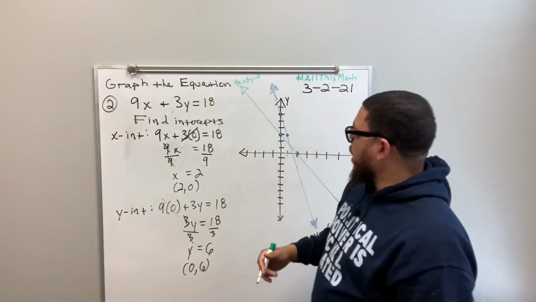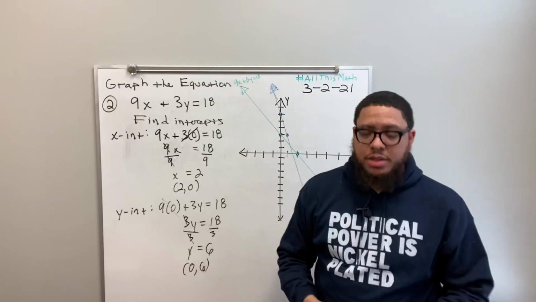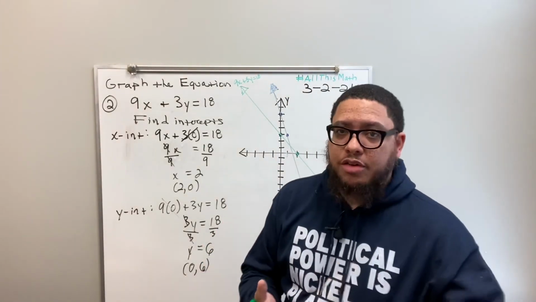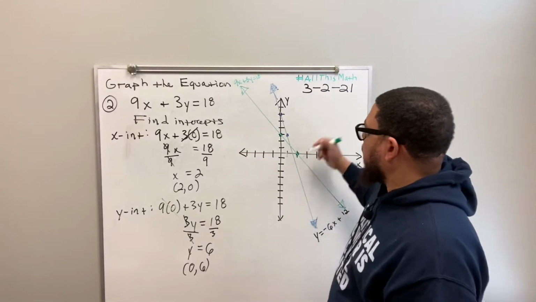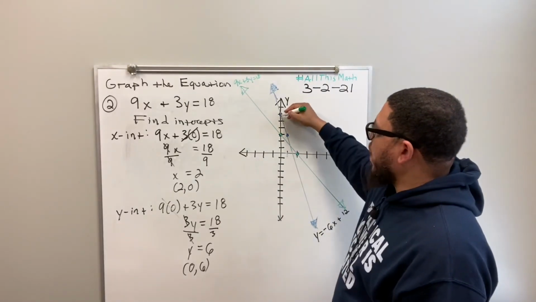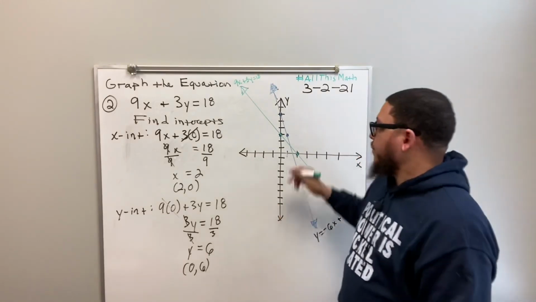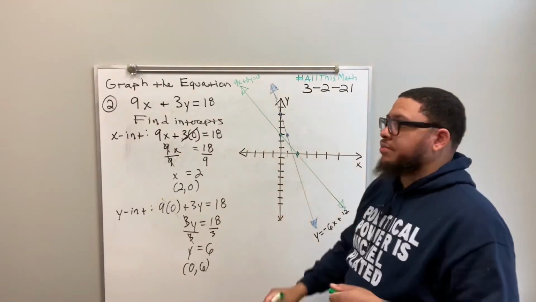When we have an equation that's in slope-intercept form, identify the slope, identify the y-intercept, right? Identify the y-intercept, plot the y-intercept on the graph, then use the slope to get to the next point, and then draw the line through those 2 points.